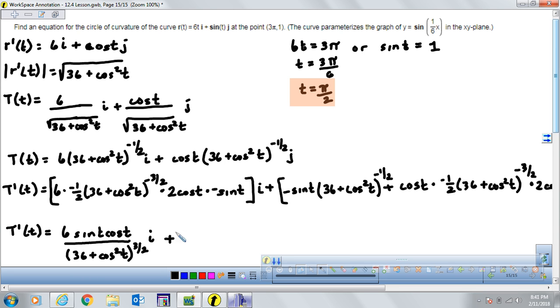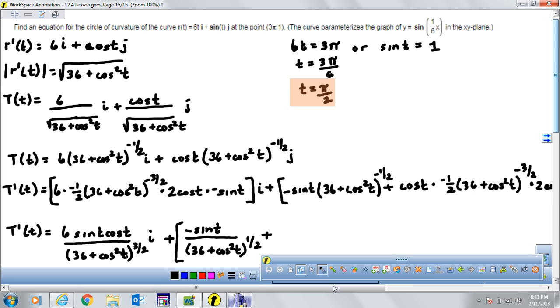Plus, let's do now the j component on the right side. Now, let's first of all look at the first guy. Negative sine of t times this. Since this has a negative 1/2 power, I'm going to move it to the bottom. So that would be negative sine of t divided by 36 plus cosine square of t raised to the positive 1/2 power. Plus, the j component is going to be long.